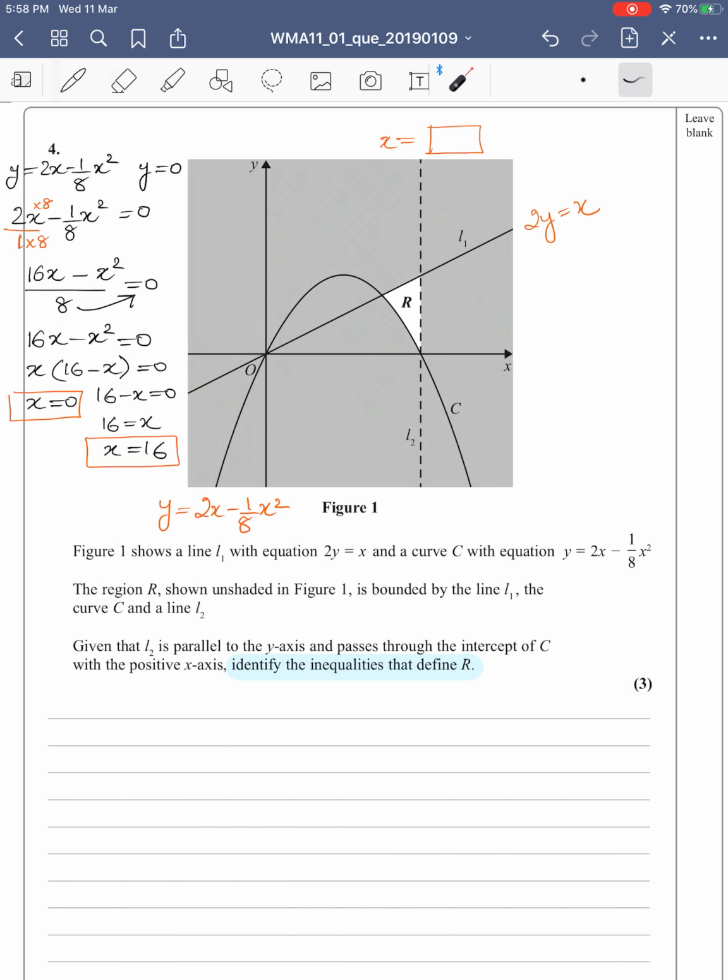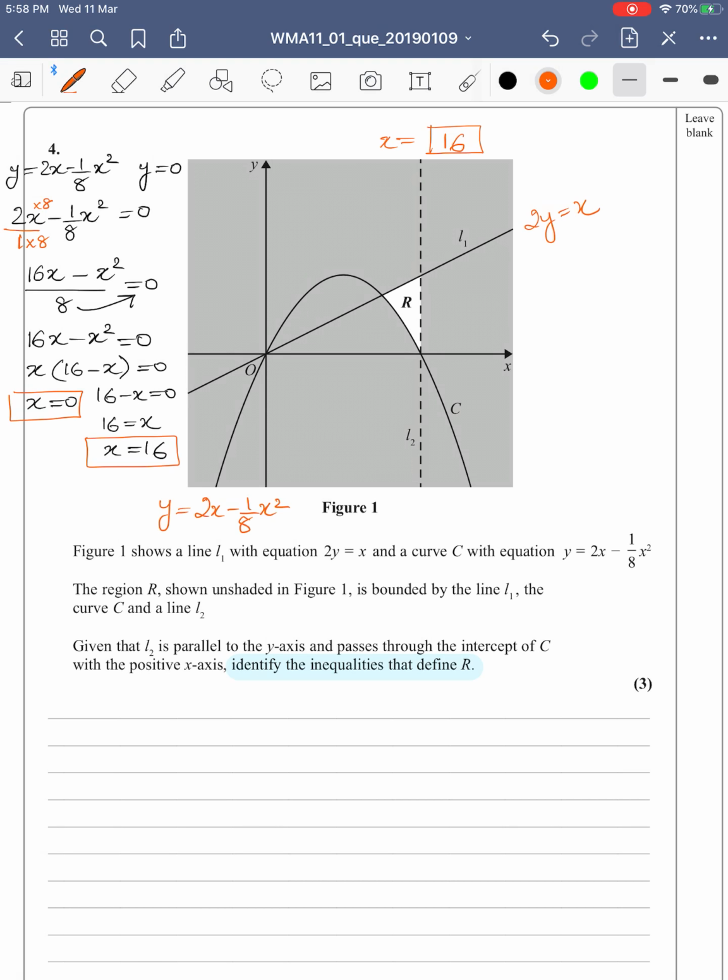Clearly we can see that this line and the curve intersect at 2 points, one being this and one being this, and we found the coordinates of both of them. Clearly this was 0, we already know, and we found this one as 16, and hence now we know the equation of the dotted line is x is equal to 16.